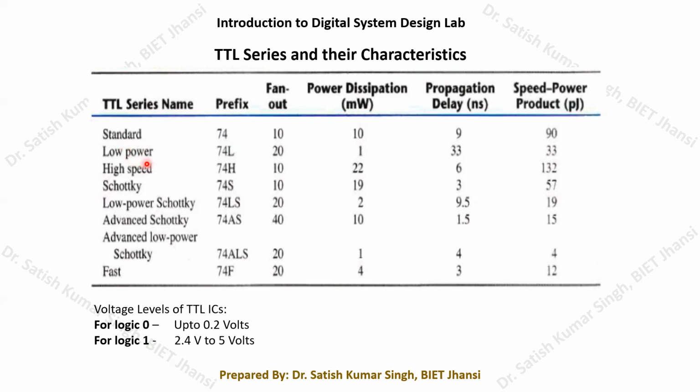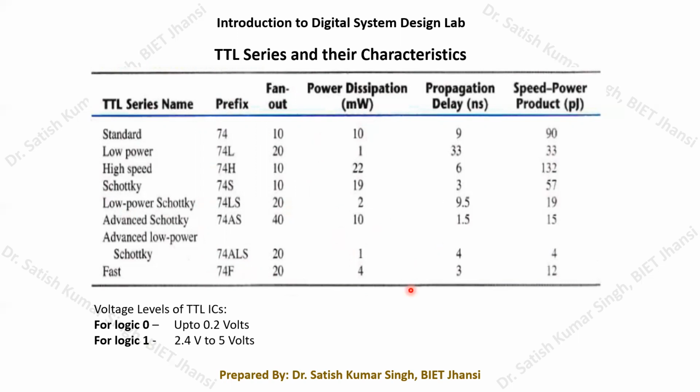If it is a low power TTL, then there will be a prefix of 74L. Similarly, for high speed, it is 74H. But if it is a Schottky TTL, it will be written as 74S. So by seeing these different prefixes, you can identify which class it belongs to. We can easily identify it just by seeing these prefixes, and these are the different properties of these particular classes. You can see these different properties.